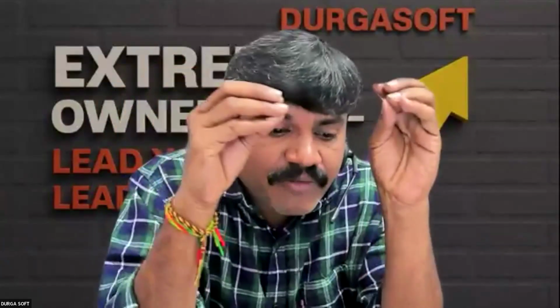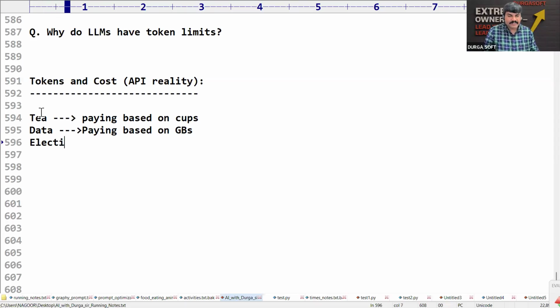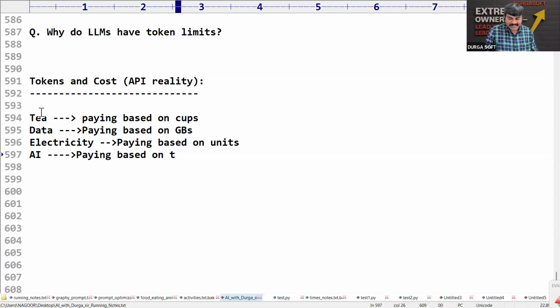So this knowledge also must be required for you people. Something like this: tea, we are paying based on cups. Data, we are paying based on GBs. Next, electricity, we are paying based on the number of units consumed. AI, we are paying based on tokens.